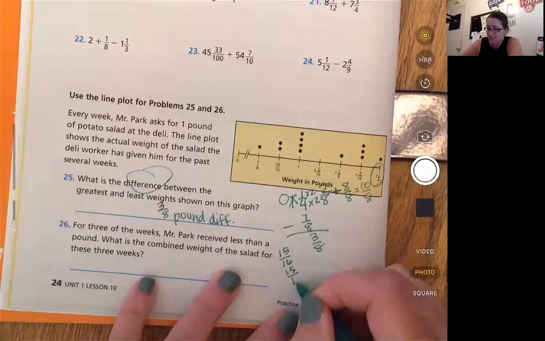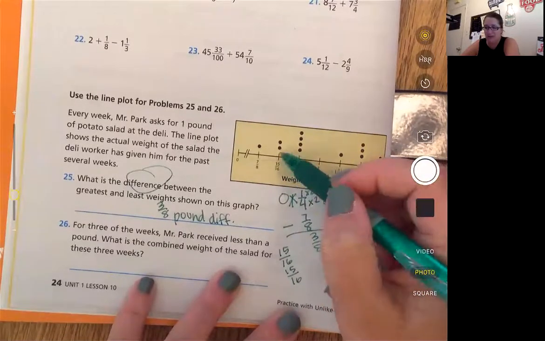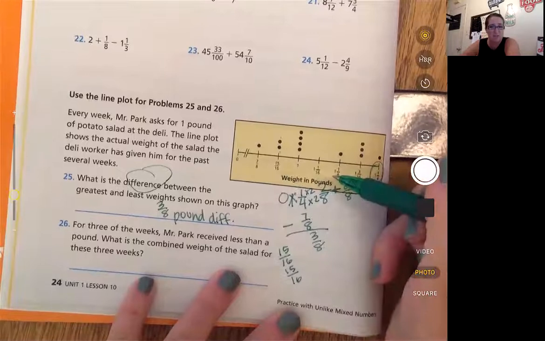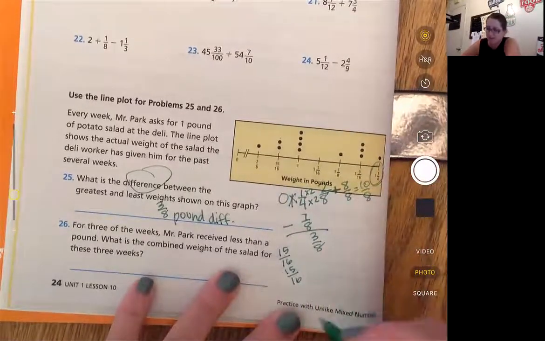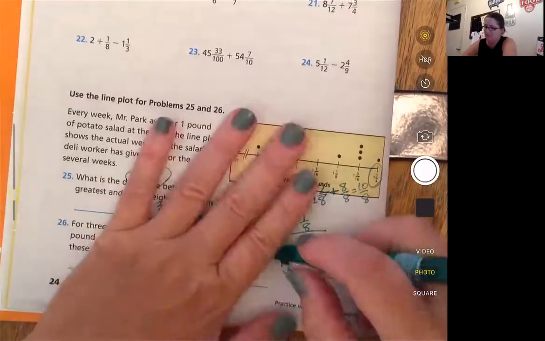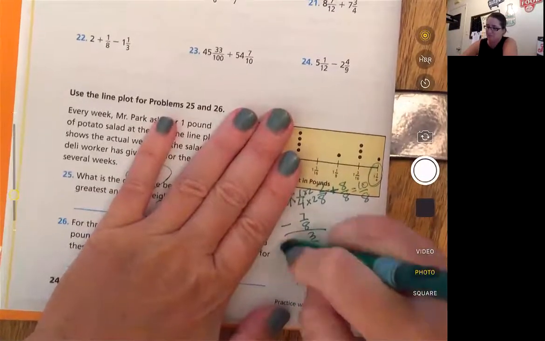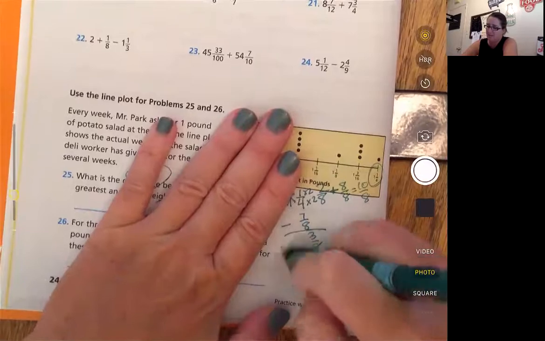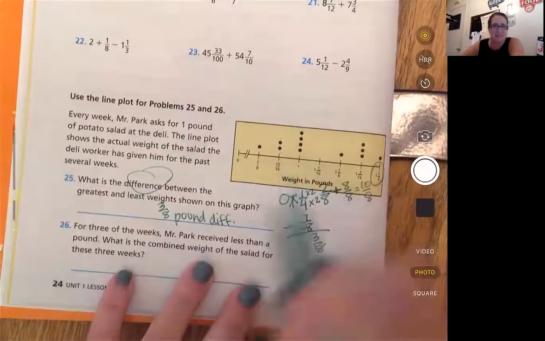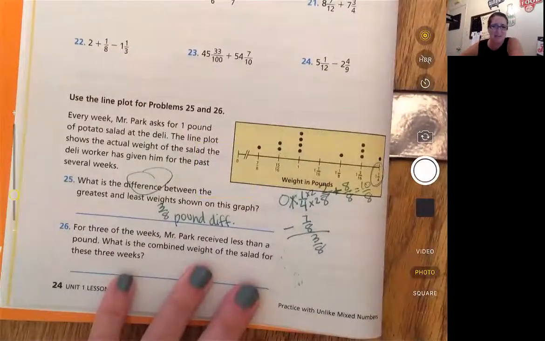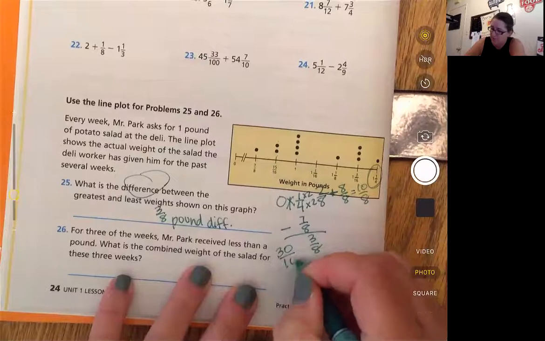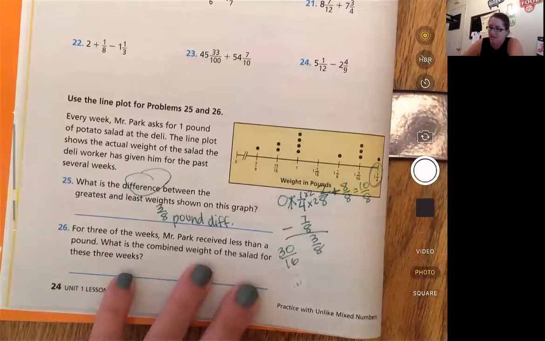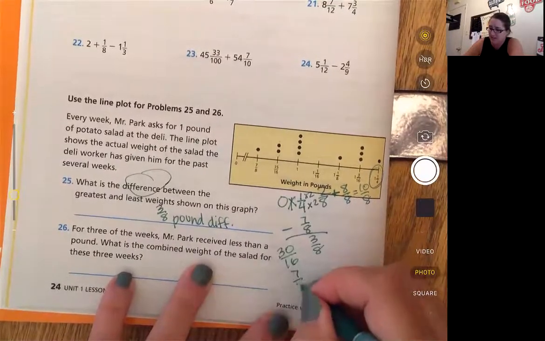But 15/16 is less than a pound, and I have that 2 times. And 7/8 is less than a pound. Actually, I'm going to make this a little bit easier on myself here. 15/16 and 15/16, I can do that in my head, right? Because 15 plus 15 is what? 30. 30 over 16. And then I have my 7/8.